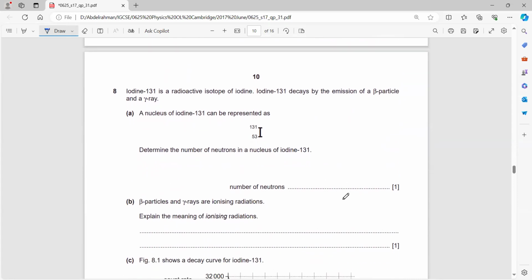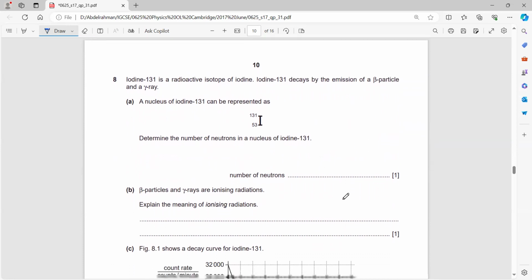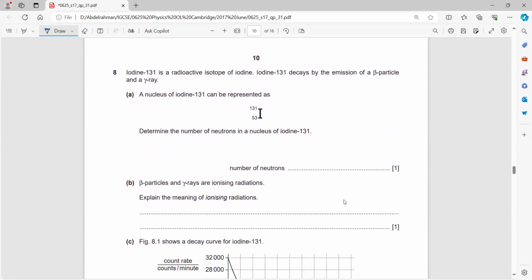Iodine 131 is a radioactive isotope. Determine the number of neutrons. How can I find the number of neutrons inside iodine? It's very simple. 131 minus 53. I guess you all know this one. 131 minus 53 is 78.